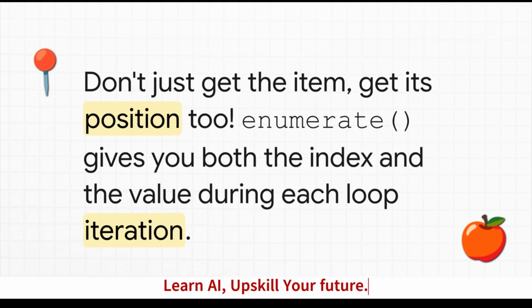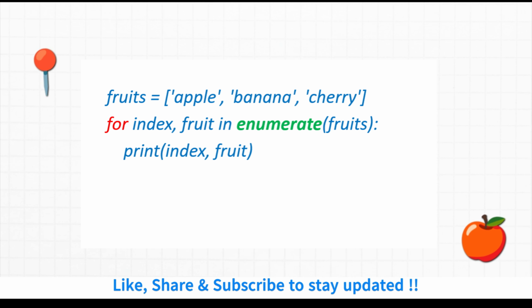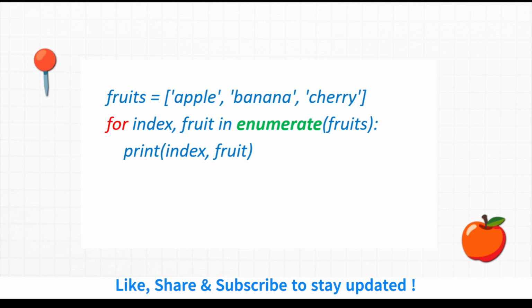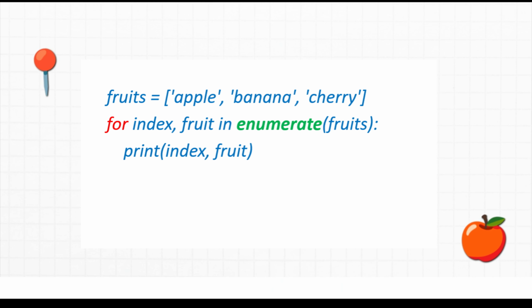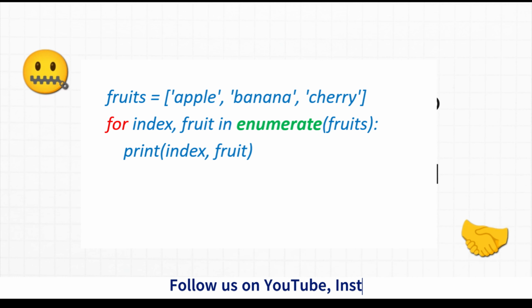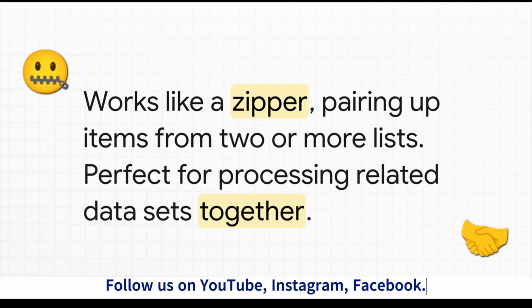Okay, so this happens all the time. You're looping through a list, but you don't just need the item itself, you also need to know its position, its index. You could set up a manual counter variable, but that's messy. Instead, Python gives us enumerate, and it is an absolute lifesaver. You just wrap your list in enumerate, and now on every single pass of the loop, it gives you two things, the index and the value. 0 apple, 1 banana, 2 cherry. It's so clean.